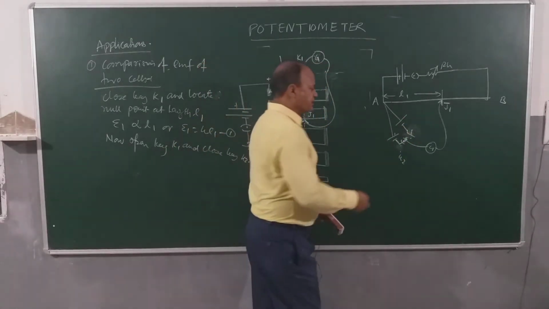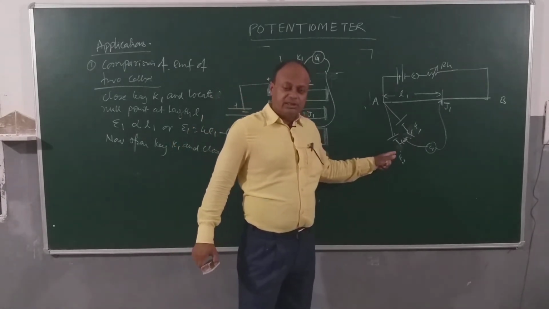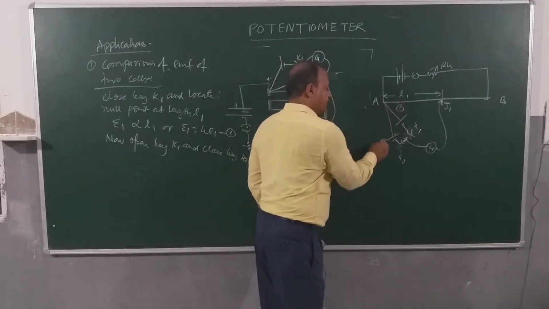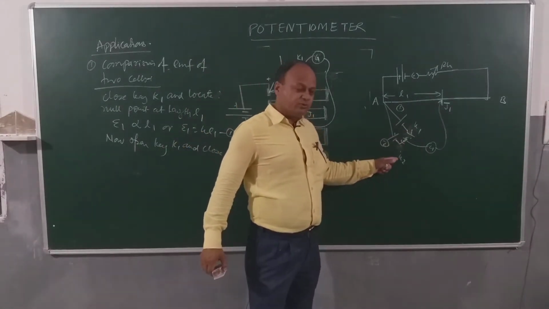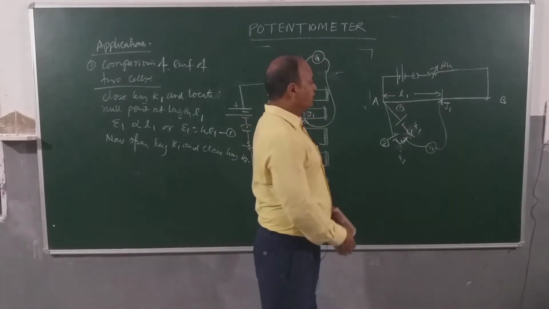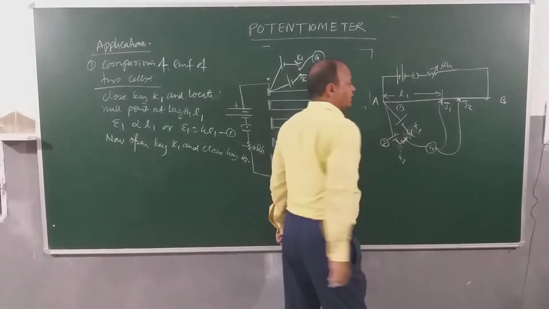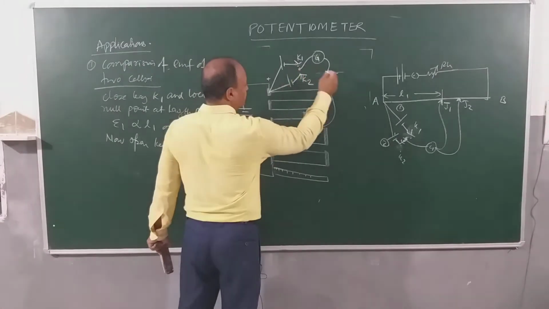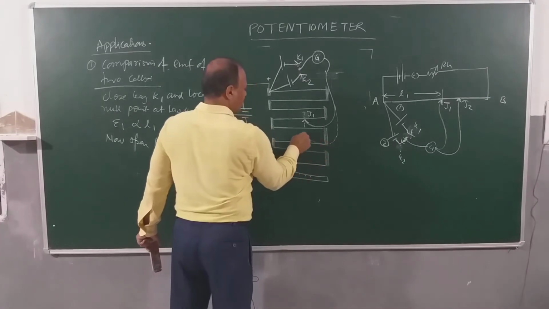So if I open key K1 and close key K2, then which cell is applied? First one was applied, now which is applied? The second. So I will open K1 and close K2, and I will slide the jockey on the potentiometer wire. When I go to a point here, J2, now J2 will be different. Same thing out here. I am closing key K2 and then sliding here, and the neutral point came here.